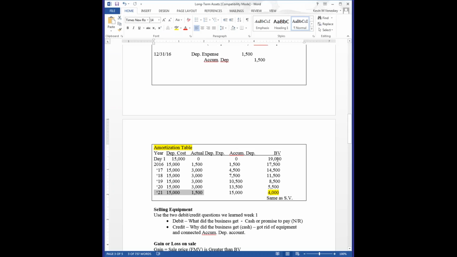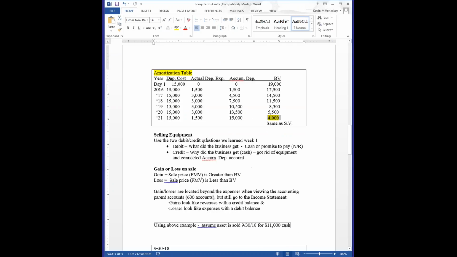And then what's neat is, look at the book value at the end of that 5th full year. I'm at what I wanted to be at, $4,000, which is the same as my salvage value, what I hope to sell it for, or what I thought I would probably sell it for. If I do end up selling it for $4,000, then I have no gain or loss, and I can just record that I made that transaction, that I made the sale, and we'll see how to do that. And everything works out, no gain or loss.